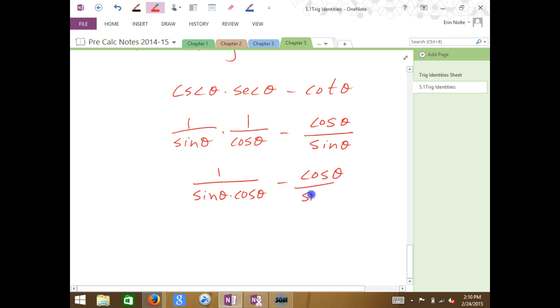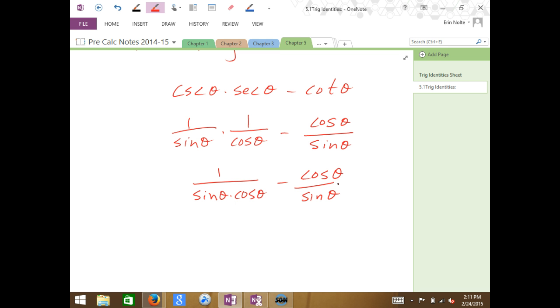Now when I look at this, what's happening is I'm subtracting fractions. Anytime you subtract fractions, what do you need to have? Common denominators. So if I look at the two denominators, what is my common denominator going to be? It's going to be sine times cosine.